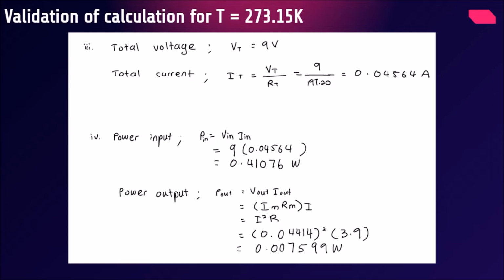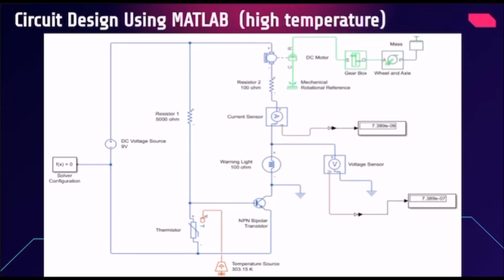So we will get 0.41076 watts. For power output, we take V out as V motor and the current value of 0.04414 ampere. So we will get 0.007599 watts.